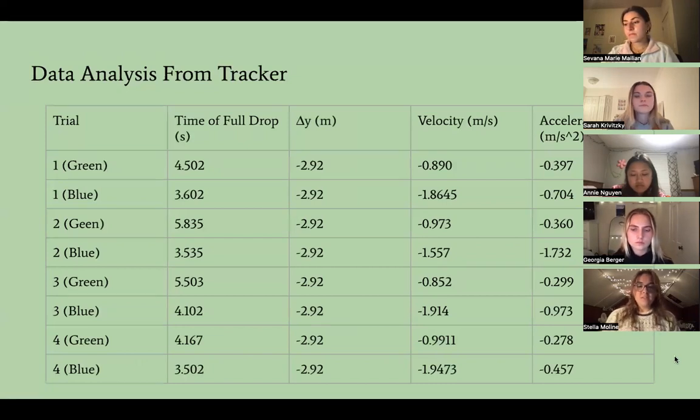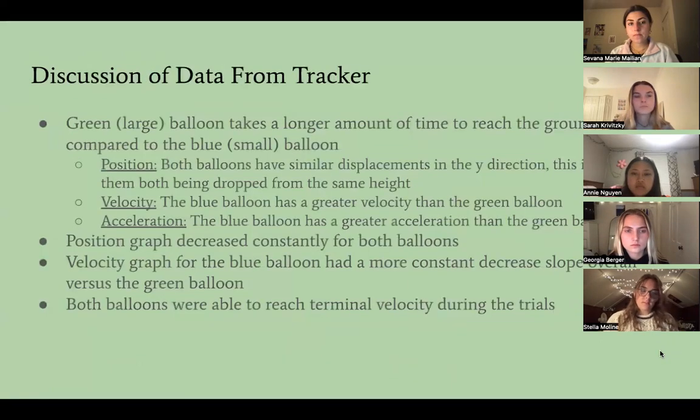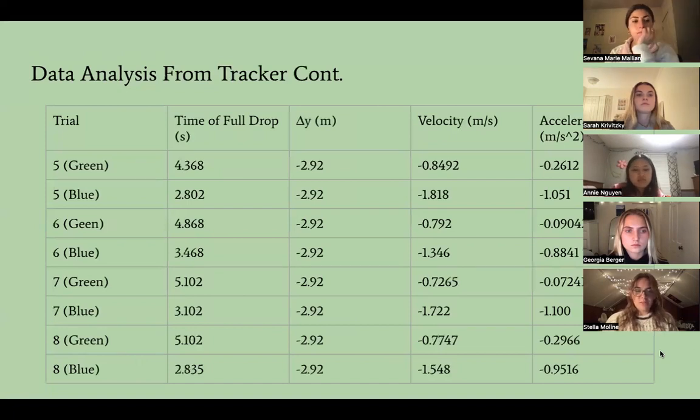Okay, on this slide, you can see the data that we got from Tracker. So we have the time of the drop from beginning to end, the distance that each balloon was dropped from, and the velocity and acceleration of each trial. This is trials 1 through 4 on this slide. And then 5 through 8 can be seen on the next slide.